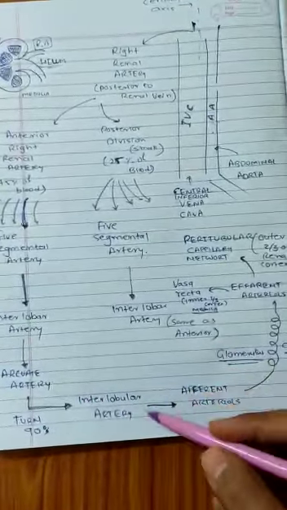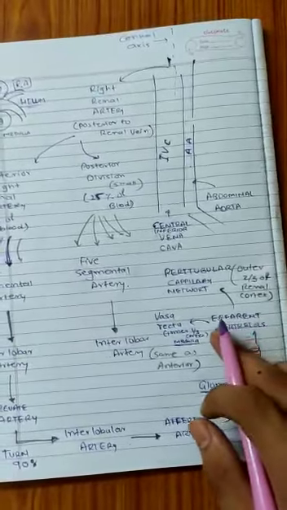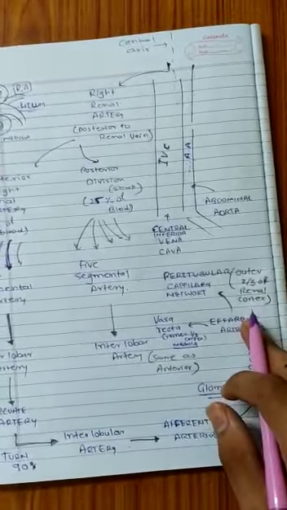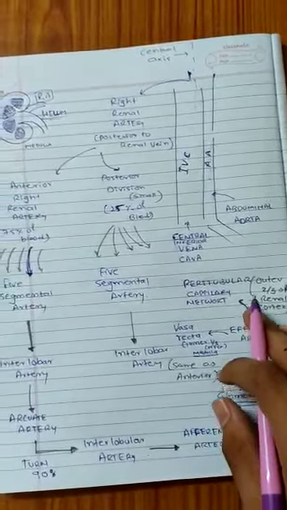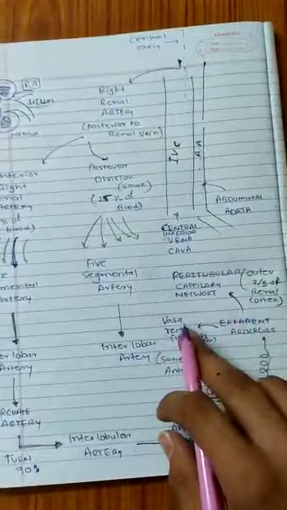This afferent arteriole will form the capillary meshwork. This capillary meshwork will form the filtration part of the nephron. We can also call this the glomerulus. These capillaries join to form the efferent arterioles. These efferent arterioles divide into the peritubular capillary meshwork and the vasa recta.